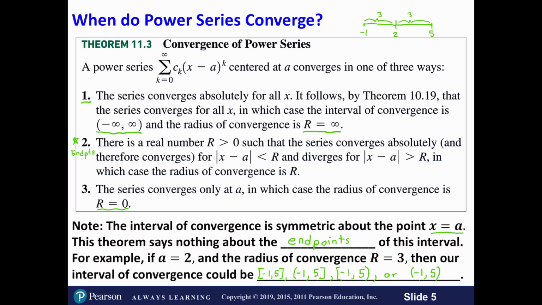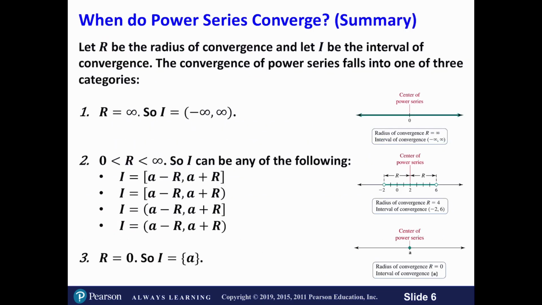So in my opinion, this theorem is stated kind of confusing, so let me restate it in a different way. Let r be the radius of convergence, and let I be the interval of convergence. The convergence of the power series falls into one of three categories. The first category is that the radius is infinite, and so the interval of convergence is infinite: negative infinity to positive infinity.